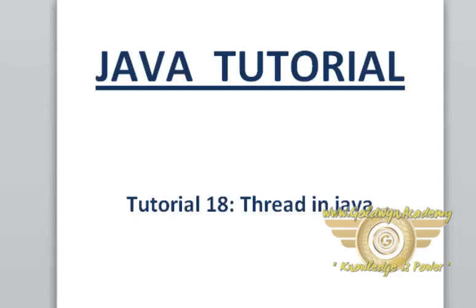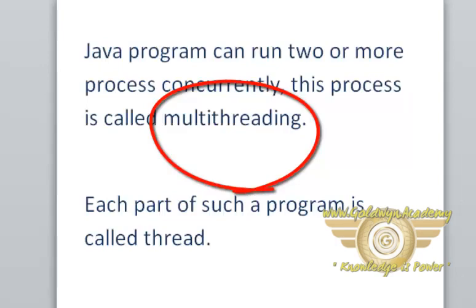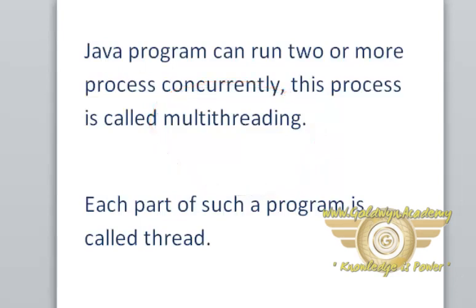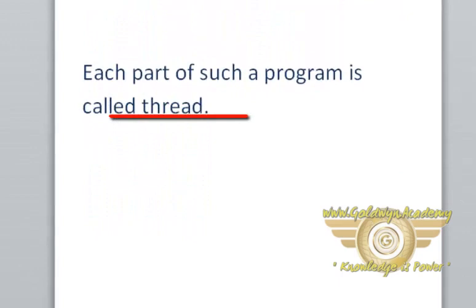In this tutorial, we are going to study about the thread. In our normal life, we are doing multitask simultaneously. In a similar way, a Java program can run two or more processes concurrently. This process is called multithreading. Each part of such a program is called a thread.